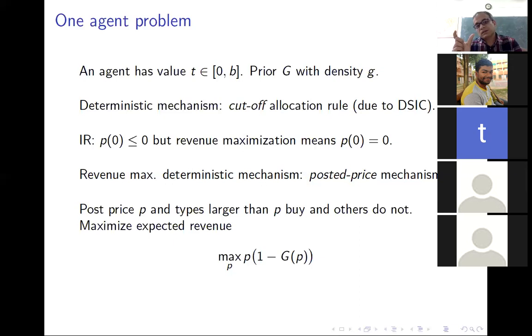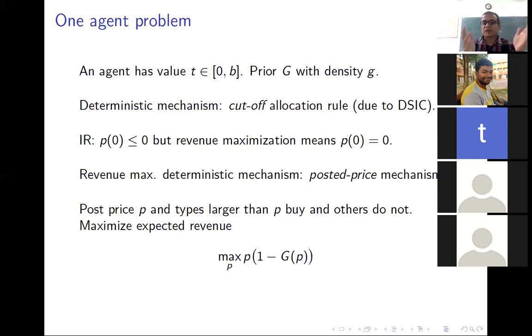But then this deterministic mechanism is basically what is a posted price mechanism, because we know that whenever P0 is equal to 0, and it's a deterministic cutoff allocation rule, a DSIC mechanism is if you win, you pay the cutoff.